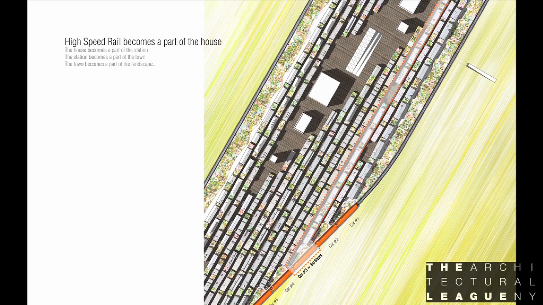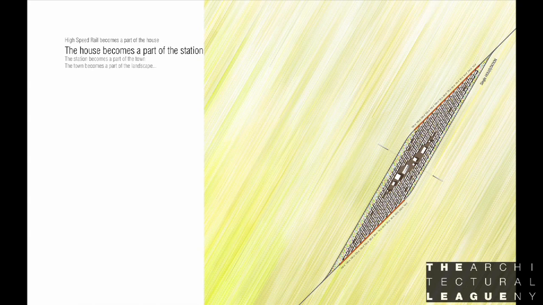So high-speed rail becomes a part of the house. The house becomes part of the station. The station becomes part of the town. The town becomes a part of the landscape.